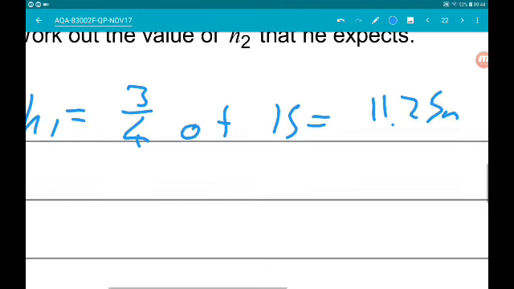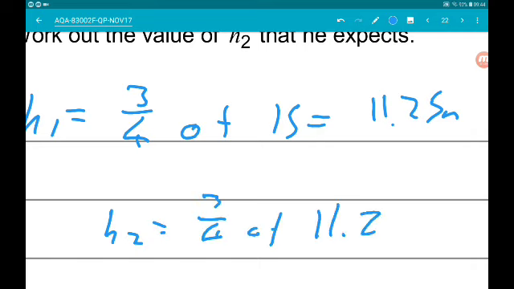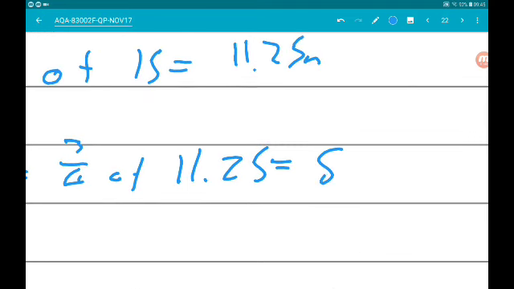So then h2 is 3/4 of 11.25. Now that is going to give us 8.4375. Again there, just multiply 11.25 by 3/4 or 0.75. Cool.